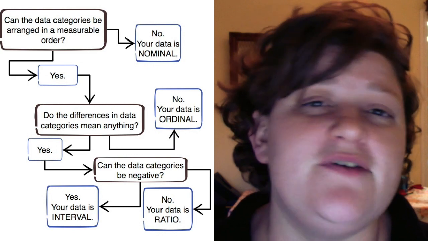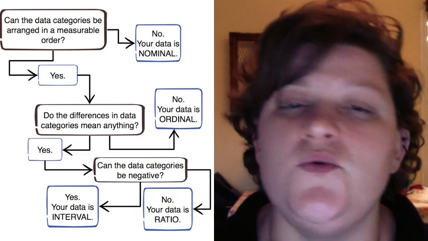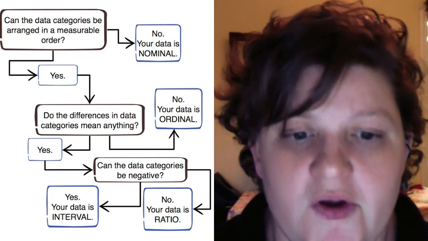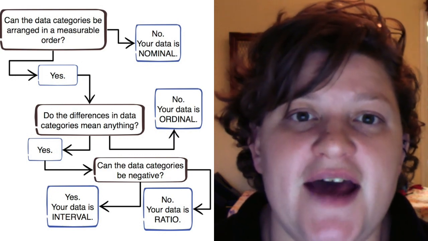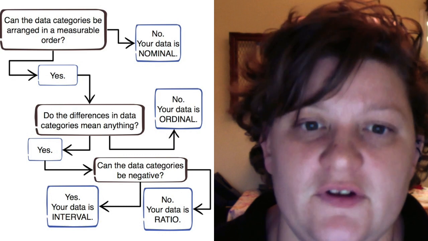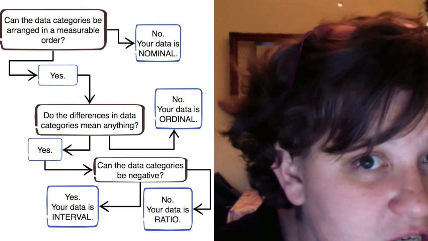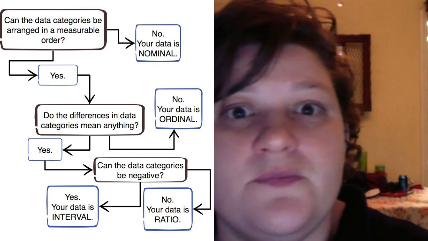If your data values cannot be negative, if there is no natural starting point, then you're going to say that your data is a ratio level of measurement. Okay, it's not a ratio, it's at the ratio level of measurement.